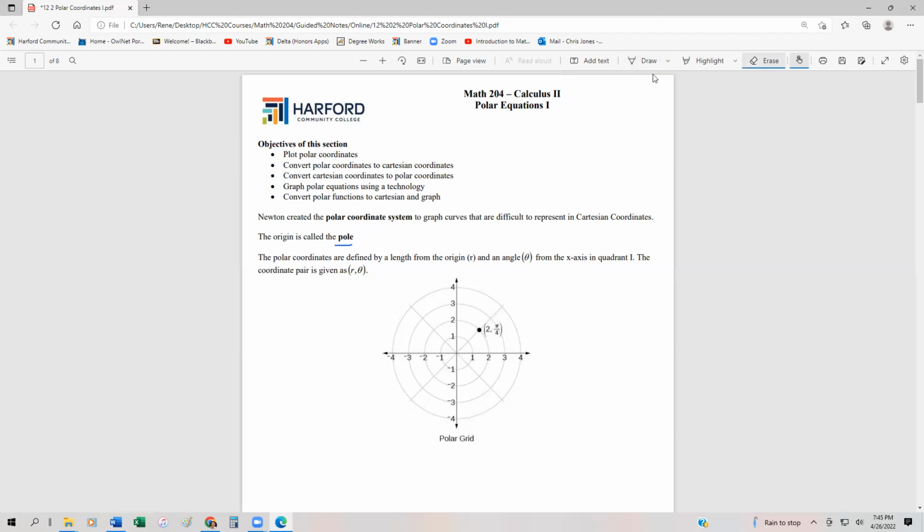If you wanted to plot the point 2 comma pi over 4, you would move to the right 2 units, and then you would sweep an angle of pi over 4. So the angle theta is pi over 4. That's how we plot a polar coordinate, and that's going to be the crux of everything we're going to be doing in this section: making sure that we can plot polar coordinates and understand their relationships.